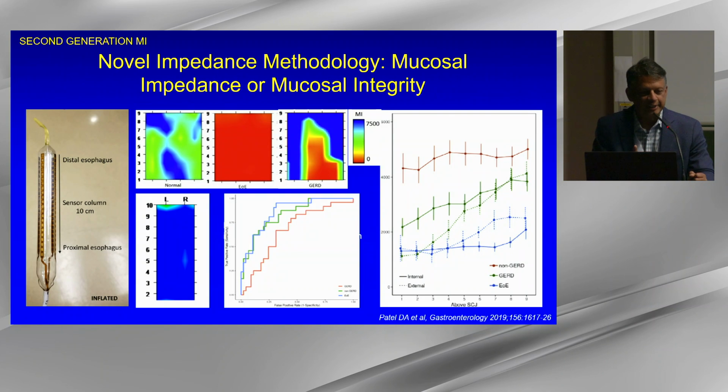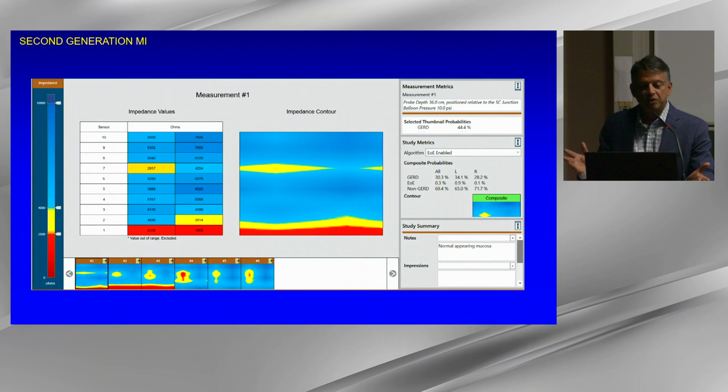The issue is this technology works better for EOE and no GERD than for GERD. If you look at these ROC curves, the red curve is the GERD curve. And so it is better at proving that somebody does not have reflux rather than demonstrating or diagnosing reflux. So these are some of the images.